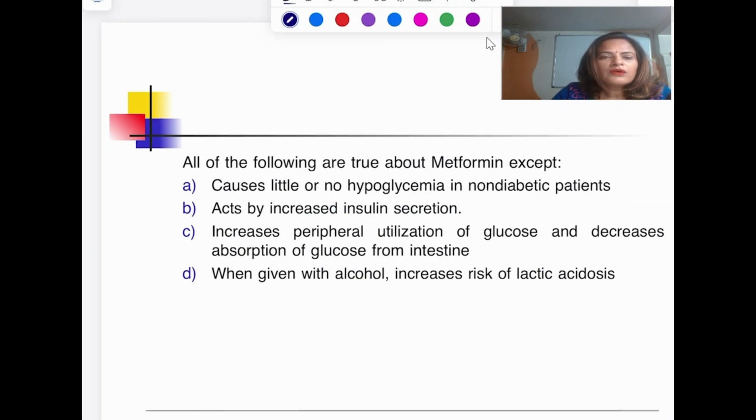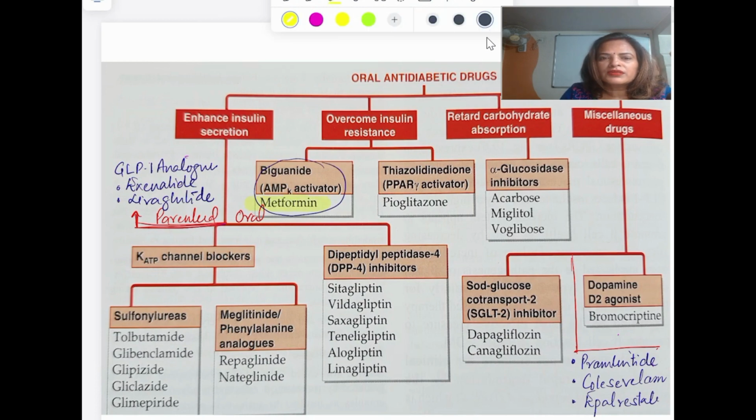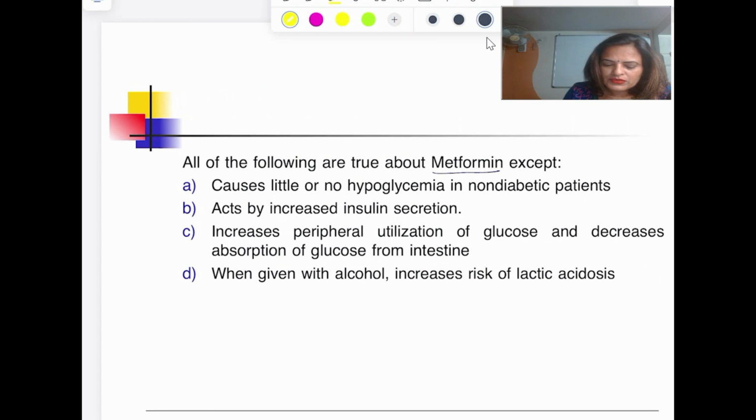So first one is: all of the following are true about metformin except. So we're talking about metformin. It is a biguanide. This is the drug which acts by overcoming the insulin resistance. The first choice is causes little or no hypoglycemia in non-diabetic patients. Okay, so this one is true.